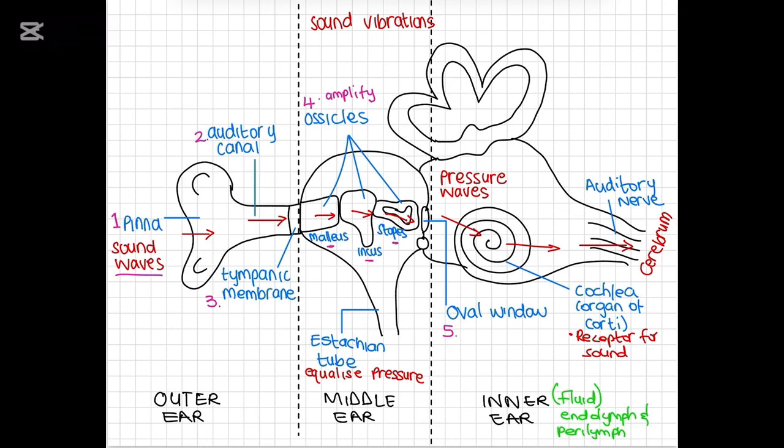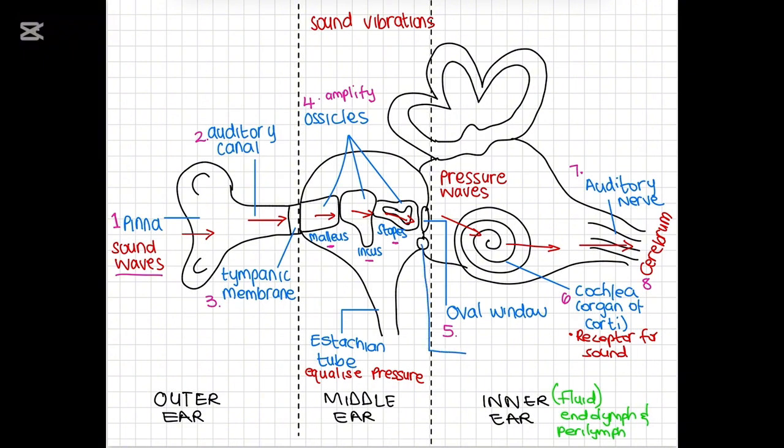So this will create pressure waves in the inner ear, and then the cochlea, inside the cochlea, the organ of Corti will detect this stimulus and convert it into an impulse, which will then be transmitted via the auditory nerve to the cerebrum. So I've numbered them number 1 to number 8 so that it is easier for you to follow through the direction of sound, and we call this hearing.